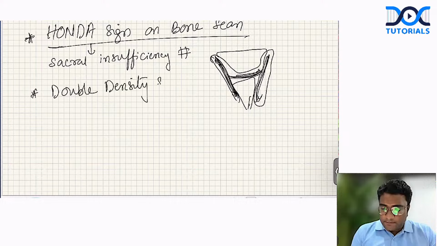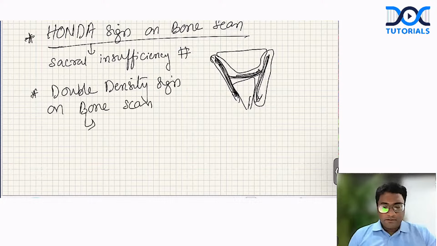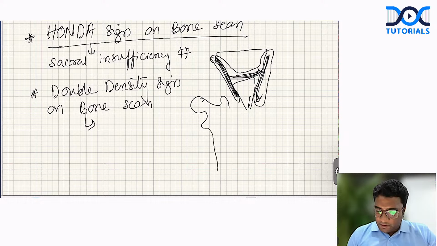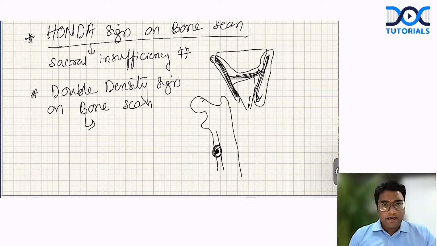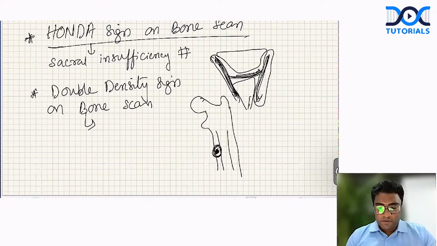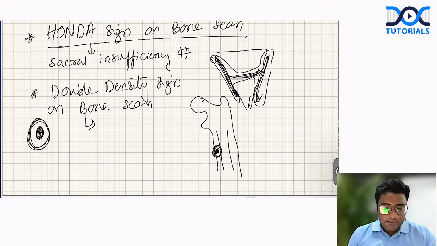And if I ask you, where do you see the double density sign on bone scan? You see a lesion in the diaphysis of the upper femur, in the cortex. You see a central nidus with a sclerotic rim, in a cortical based lesion. This is double density. This is osteoid osteoma.